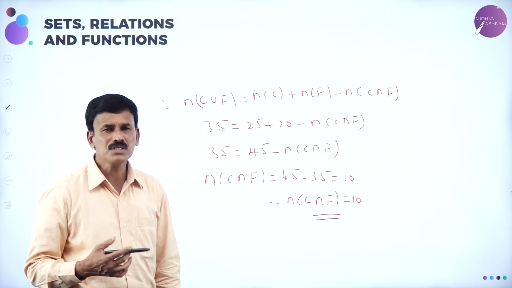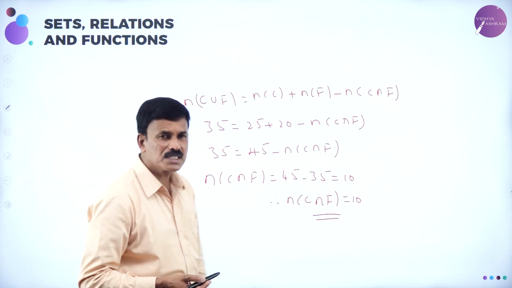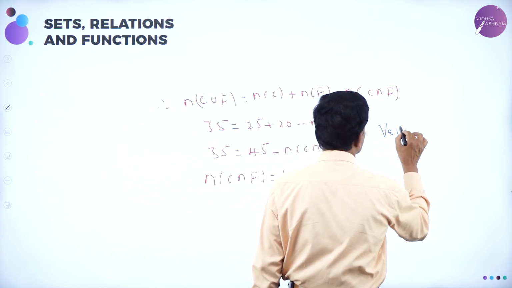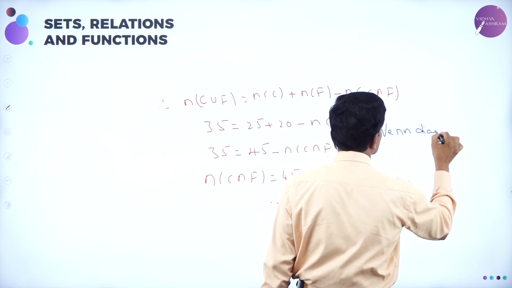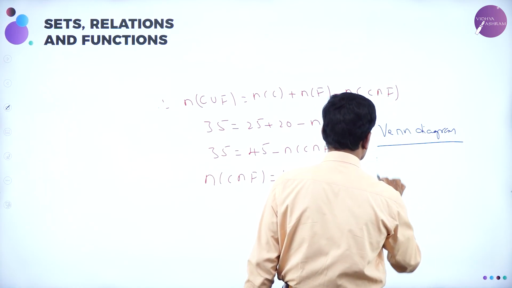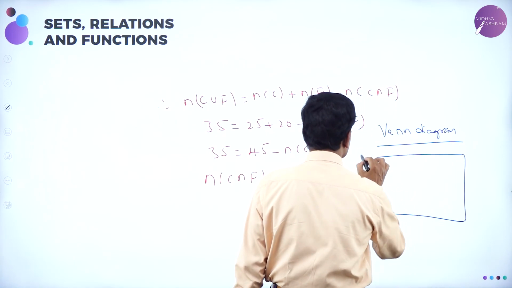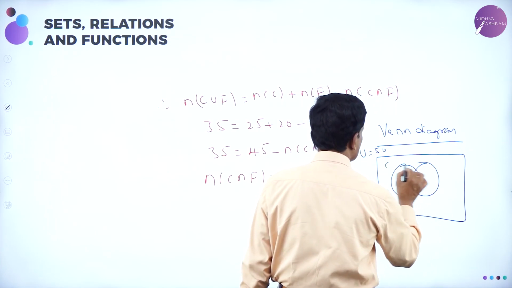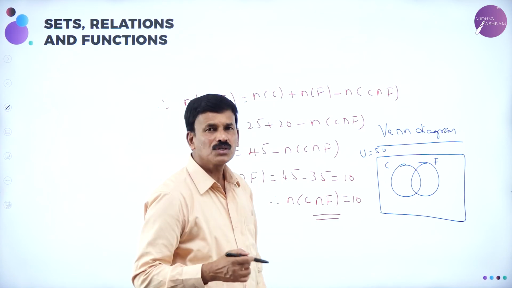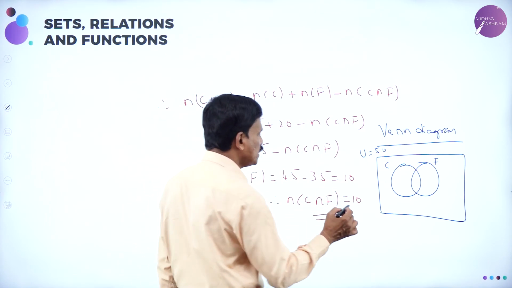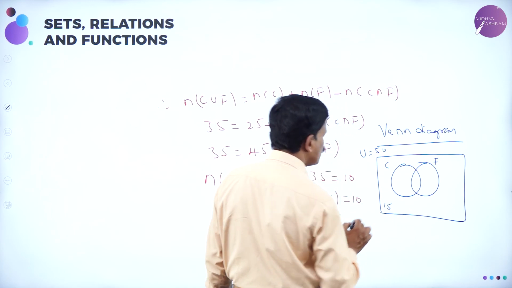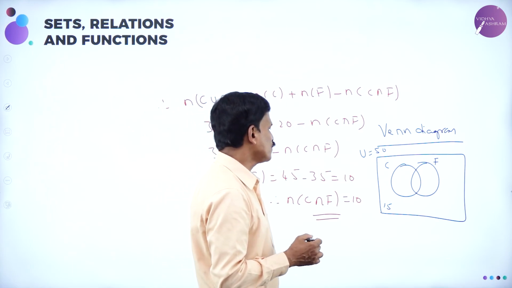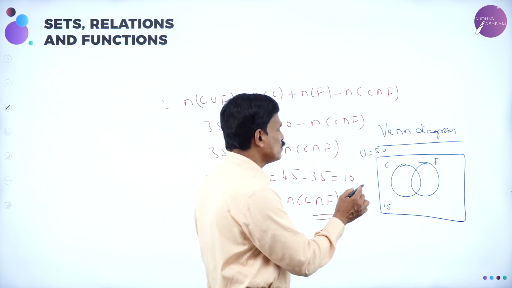This is how we are going to simplify. This can also be represented in a Venn diagram, which is the easiest method. U is equal to 50. There are two sets, cricket as well as football. The number of students who do not participate in any game is 15, that is 50 minus 15, so 15 students are not participating. What is remaining is 35.